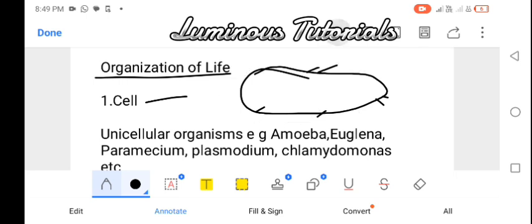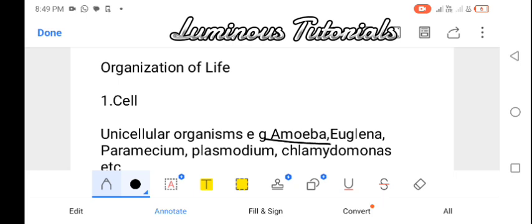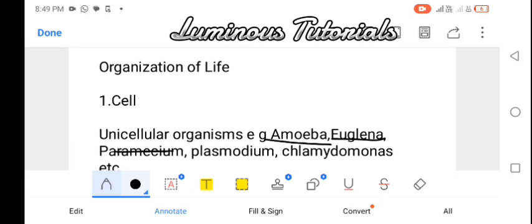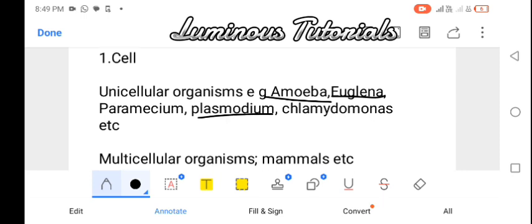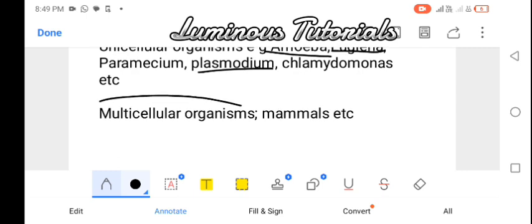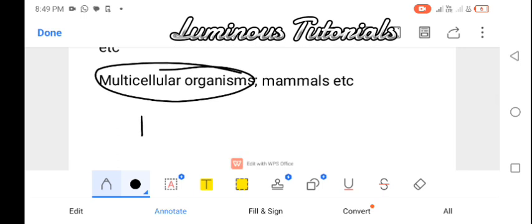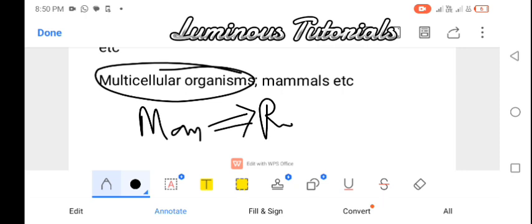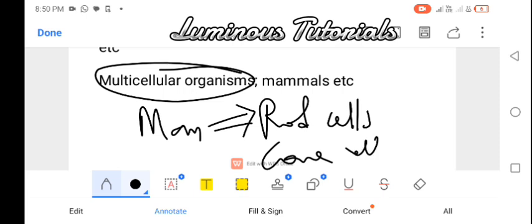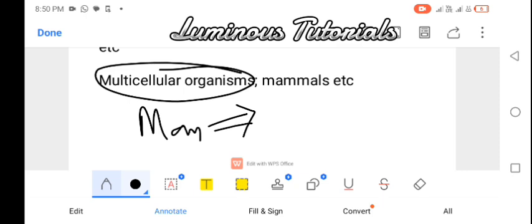So examples of unicellular organisms include the euglena, amoeba, paramecium, plasmodium, and so on and so forth. Whereas we also have the multicellular organisms, which means they have more than one cell. For example, man, monkey. How many cells do you have in your body? Even your eyes alone have many cells. Your eyes alone have the rod cells for dim light and the cone cells for bright light.